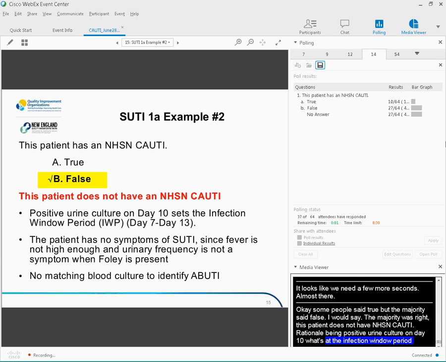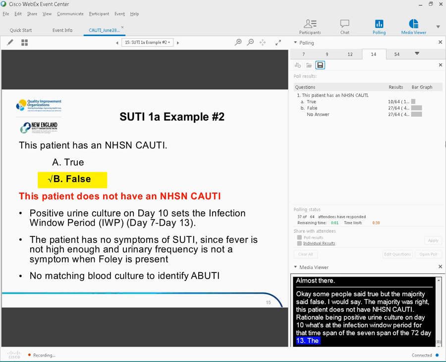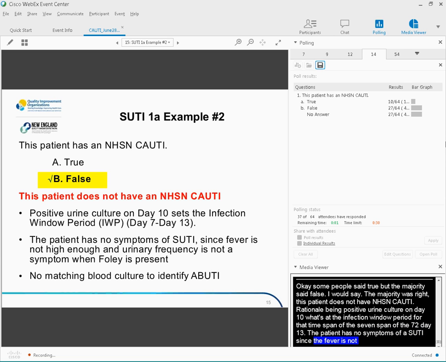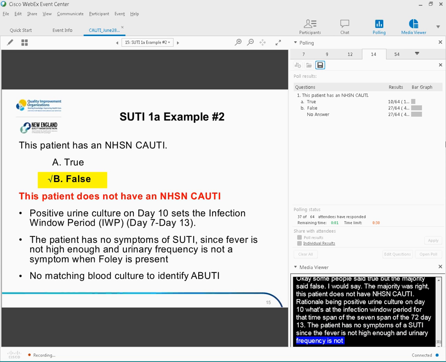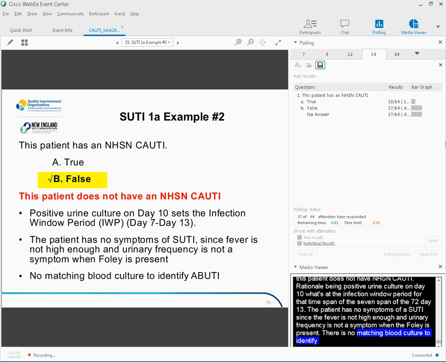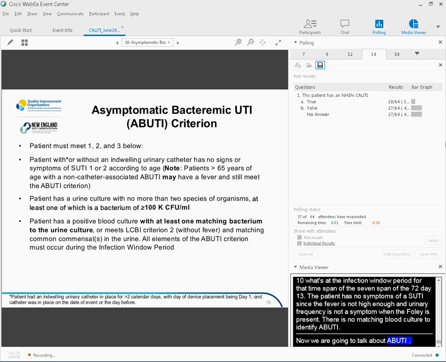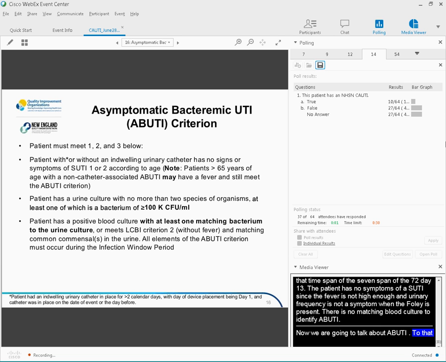The patient has no symptoms of a UTI since the fever is not high enough and the urinary frequency is not a symptom when the Foley is present. There's no matching blood culture to identify an ABUTI. So now we're going to talk about ABUTIs. Okay, so that would be asymptomatic bacteremic UTIs.